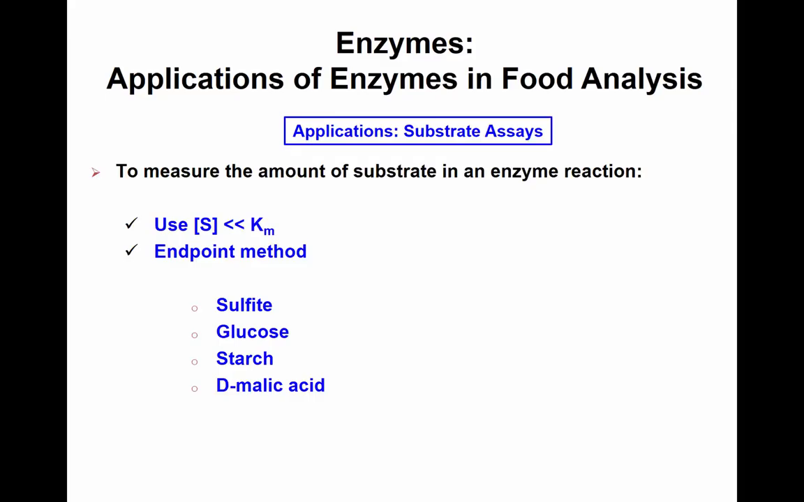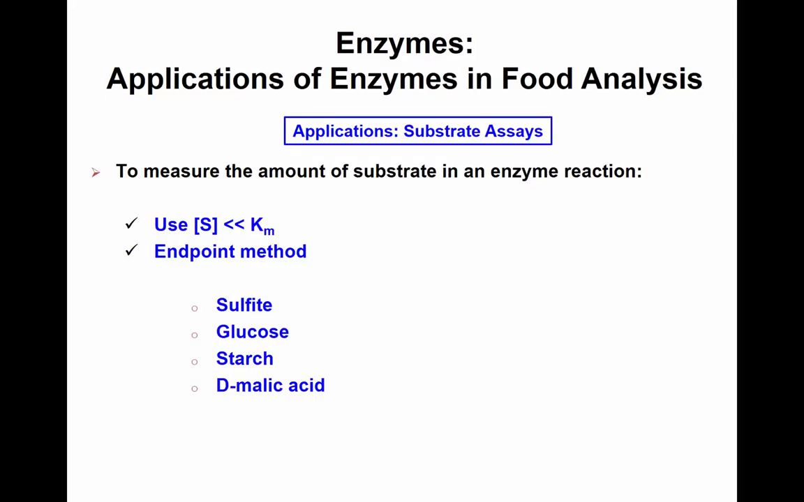So usage of enzyme in analysis other than just glucose, like we talked about, we can measure other constituents such as sulfite, because some people have sensitivity to sulfite, so you need to report the sulfite on your label. So you need to measure that. Starch, you use enzymes to hydrolyze starch to glucose, and then an enzyme assay to analyze for glucose content.